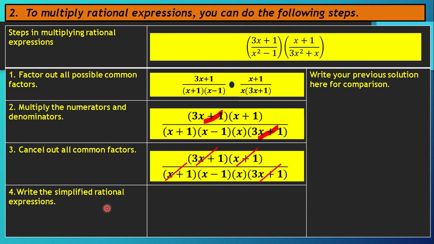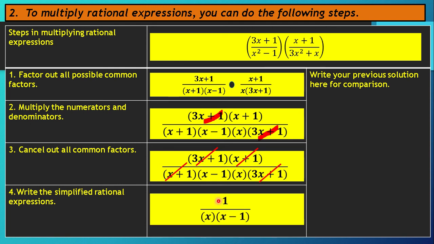So, write the simplified rational expression. Anong natira sa numerator? Na-cancel yung mga factors sa numerator. So, ibig sabihin, ang natira sa numerator ay 1. Kaya meron tayong 1 sa numerator. Anong natira sa denominator? X and x minus 1. Kaya ang natira sa denominator ay x times the quantity x minus 1. So the simplified rational expression is 1 over the quantity x times quantity x minus 1.